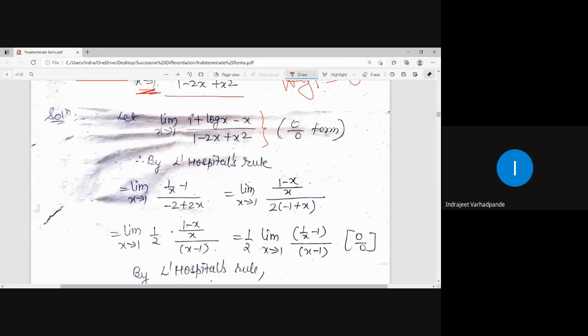So what is the derivative of 1? Derivative of 1 is 0. Derivative of log x is 1 by x. Derivative of x is 1. In the denominator, derivative of 1 is 0. Derivative of minus 2x is minus 2. Derivative of x square is 2x. But still it is 0 by 0 form. 1 by 1 is 1, 1 minus 1 is 0. And minus 2 plus 2 is 0.